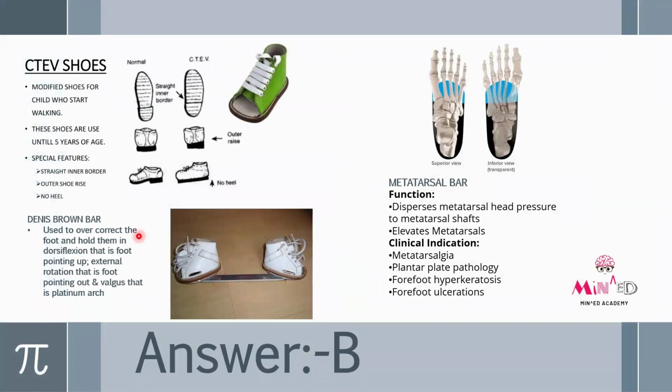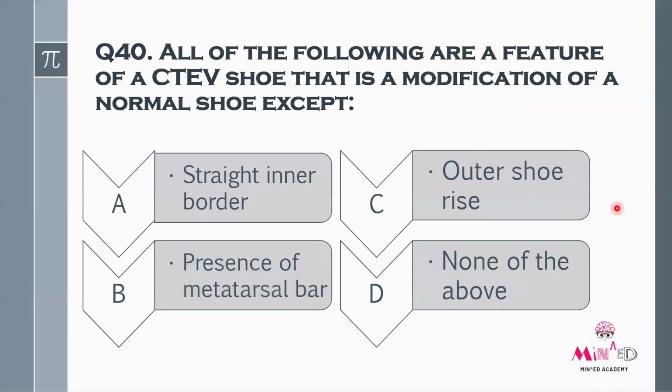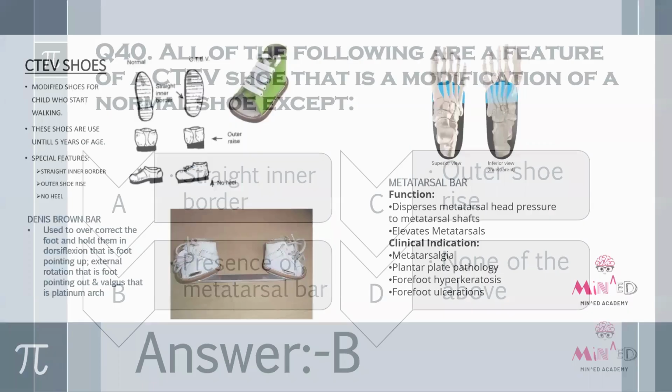Here the bar is known as Denis Browne bar, which is used to correct the foot and hold it in dorsiflexion, that is foot pointing up, external rotation, that is foot pointing out, and valgus, that is flat arch. Now you will ask, what is a metatarsal bar used for? Metatarsal bar disperses the metatarsal head pressure to the metatarsal shaft and elevates the metatarsals. Clinical indications: metatarsalgia, plantar plate pathology, forefoot hyperkeratosis, and forefoot ulceration. So presence of metatarsal bar is not there in a CTEV shoe.